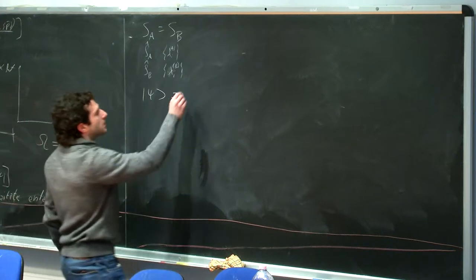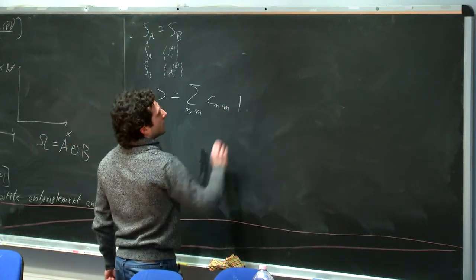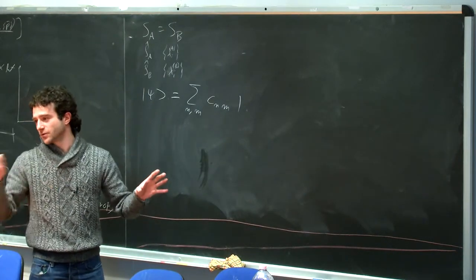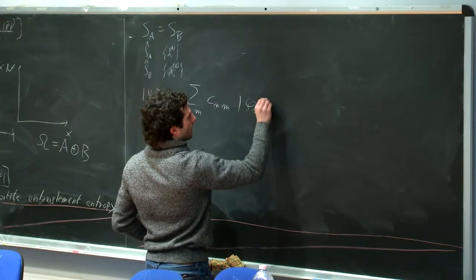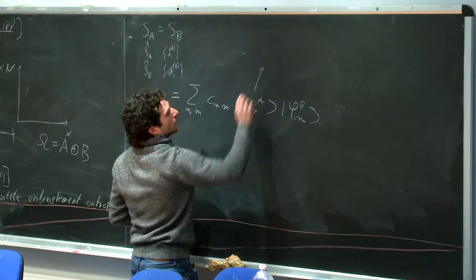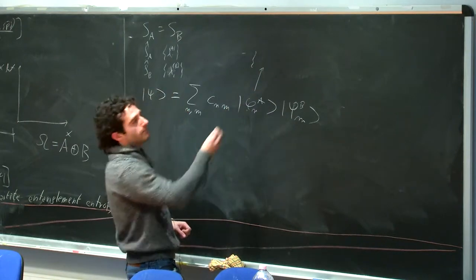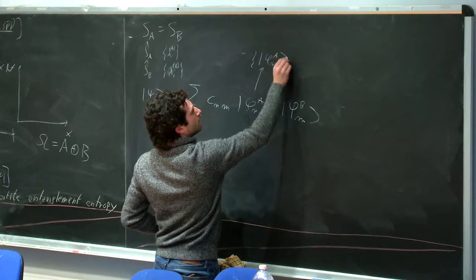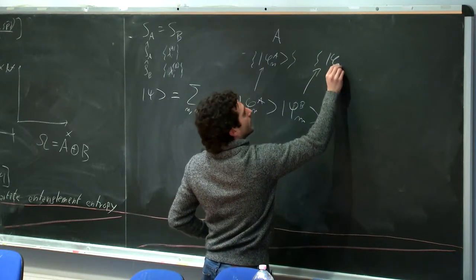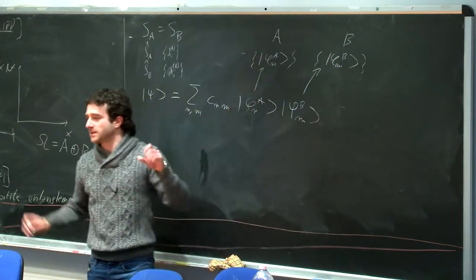We choose a completely general basis, with some coefficients C_nm, which consists of the tensor product of a basis of the two spaces. So we choose some basis of the space A, some vectors phi_n^A, which is a complete basis in A. We choose some vectors phi_m^B, which is a complete basis in B. These are orthonormal bases in those spaces.